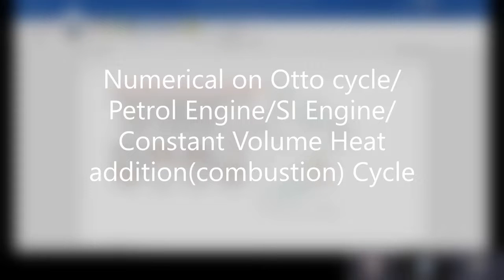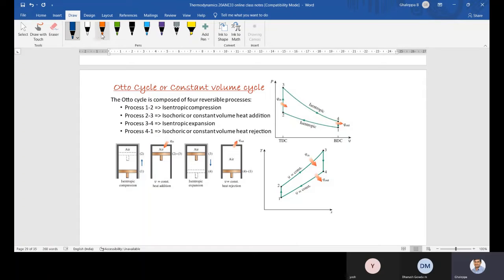Okay, fine. So today we will solve one numerical on the Otto cycle. The Otto cycle is also called the constant volume cycle because the combustion takes place at constant volume. We need to understand the four processes to calculate some unknown values.